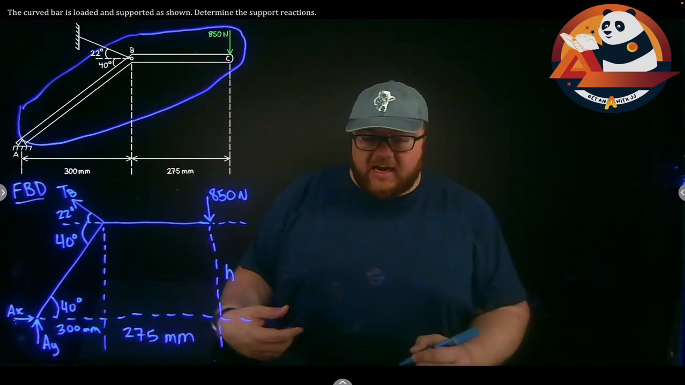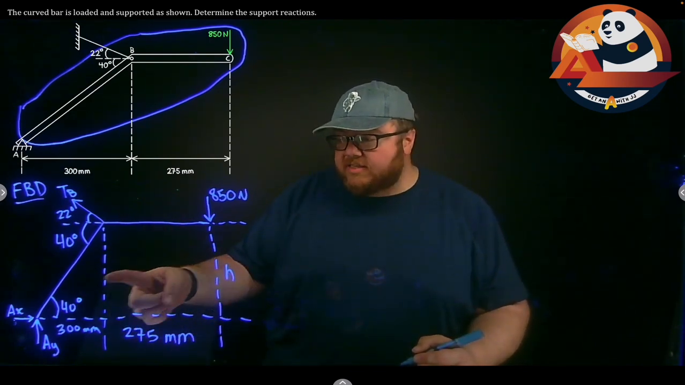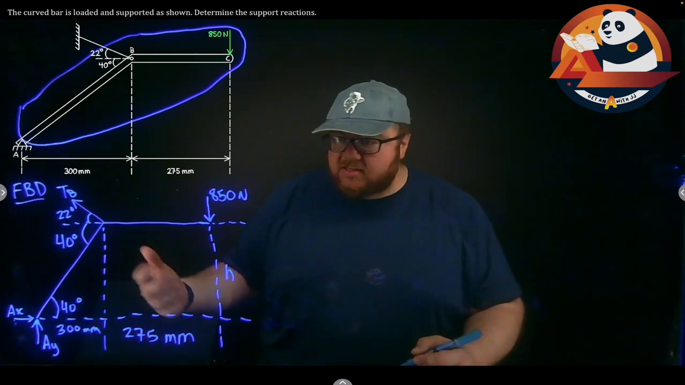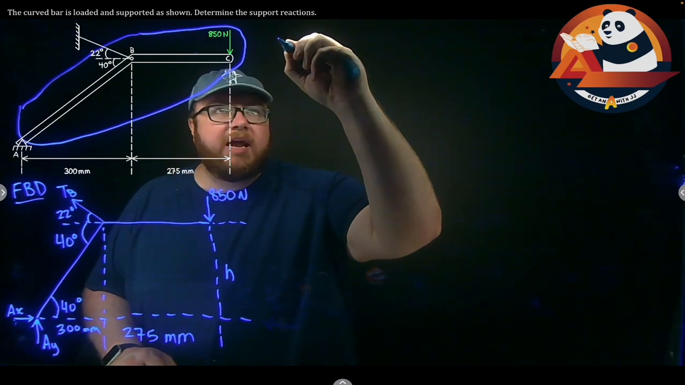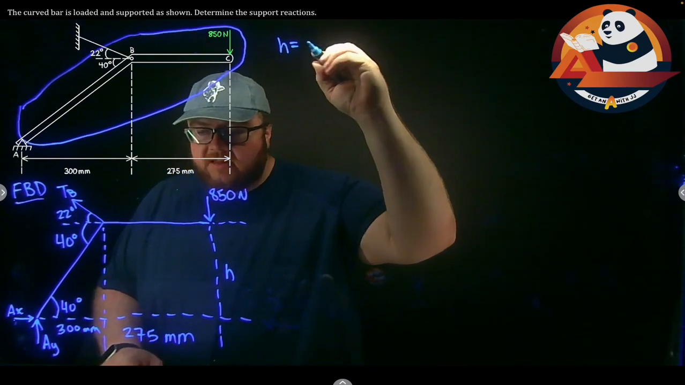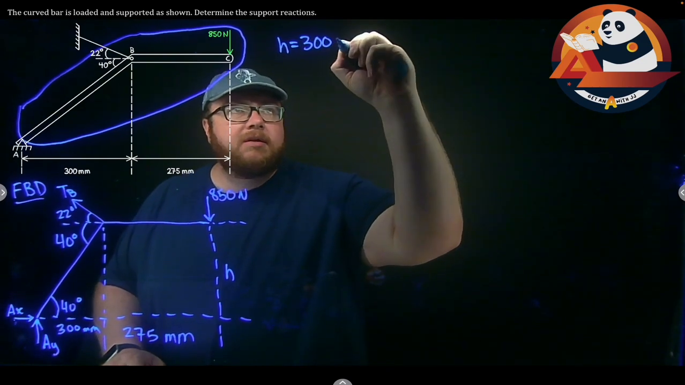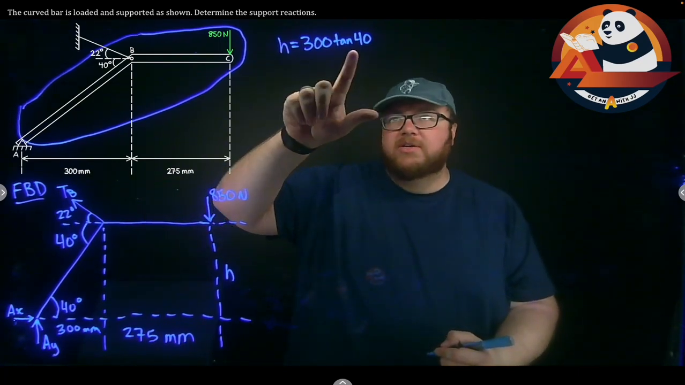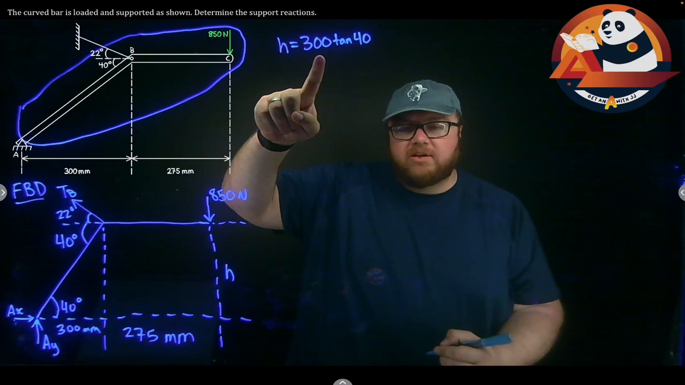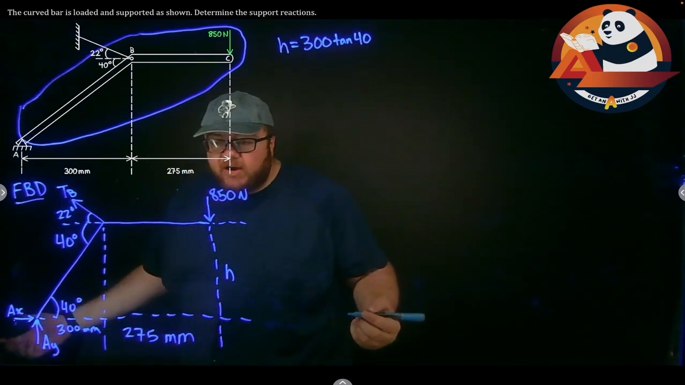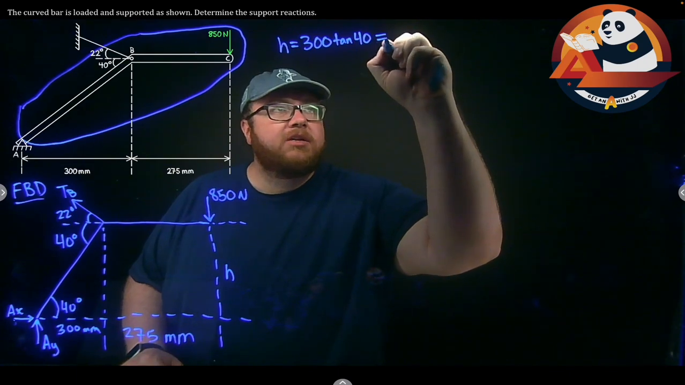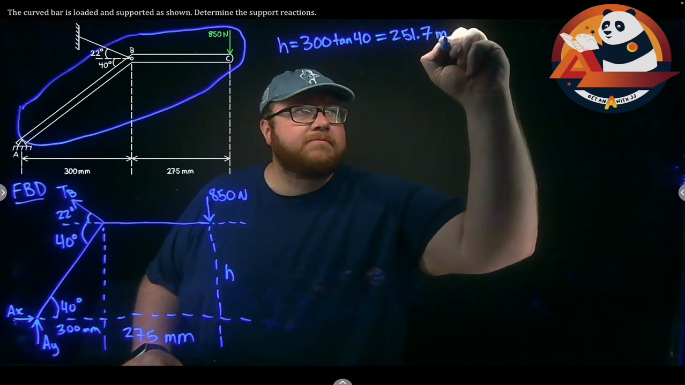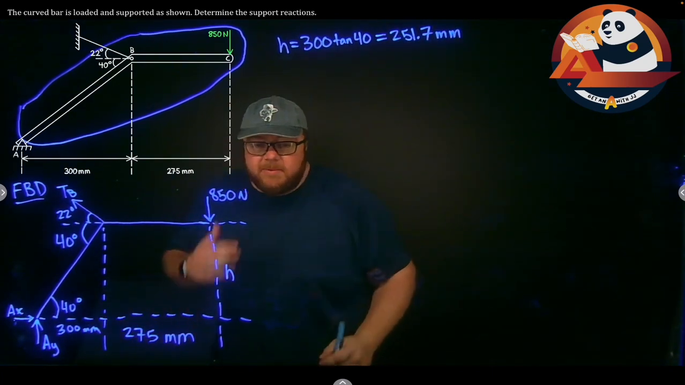If I'm trying to figure out this height, then I can use trig. Tangent is defined as opposite over adjacent. This height right here is H. Adjacent is 300. My angle is 40. Really, I could rearrange that to say that my height H is 300 tan 40. Or doing the algebra, if we divide by 300, tangent of 40 is H opposite over 300 adjacent. Solving for H, I get that the height is 251.7 millimeters, which is all the dimensions I need to really be able to tackle this.